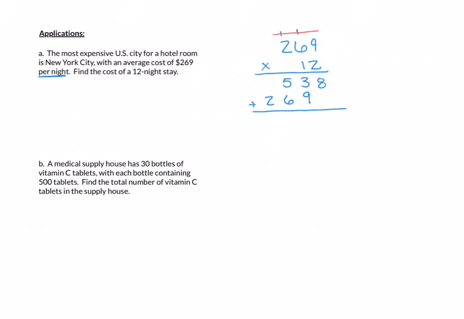All right, if we go ahead and add, we have 8. 3 plus 9 is 12. Carry the 1. 1 plus 5 is 6. Plus 6 is 12. And 1 plus 2 is 3. We do want to include our correct units, so this is going to be dollars. We want cost, and so our cost is going to be $3,228.